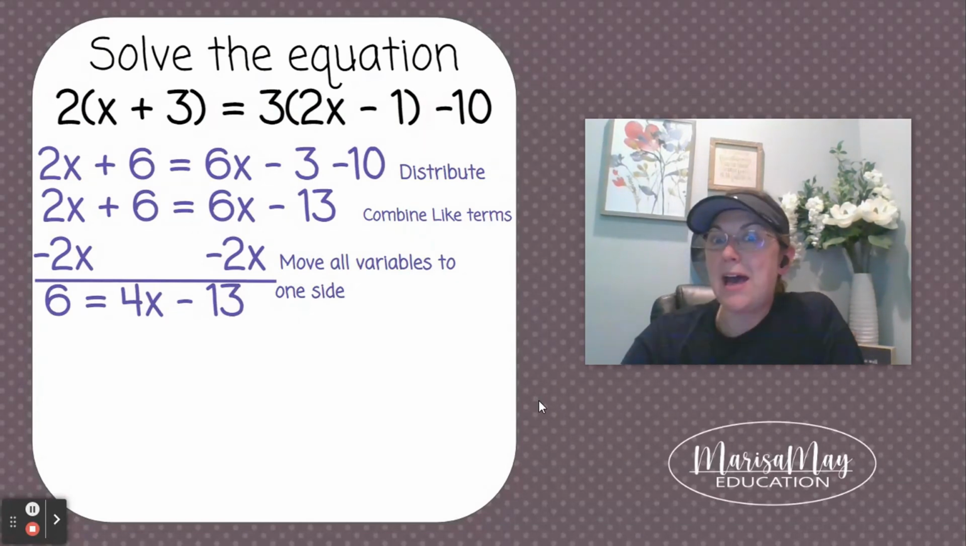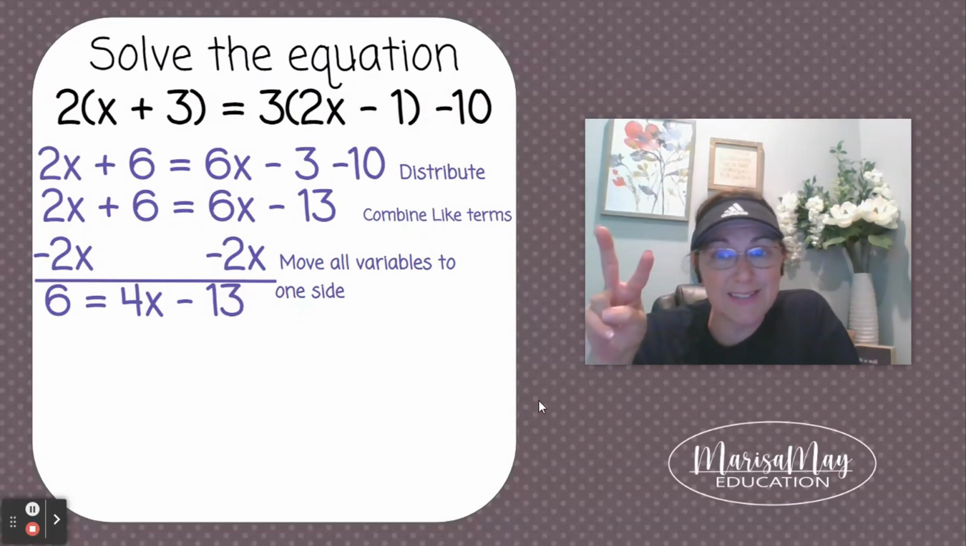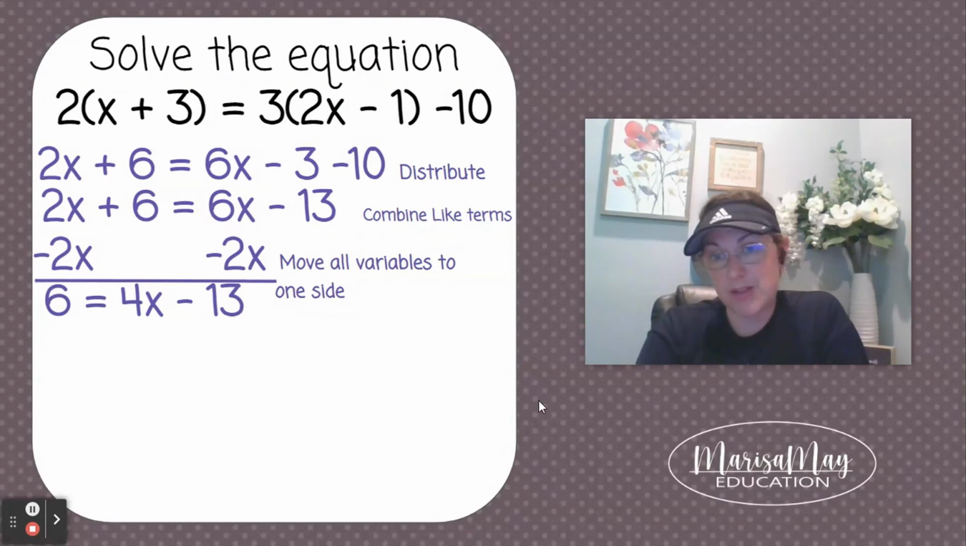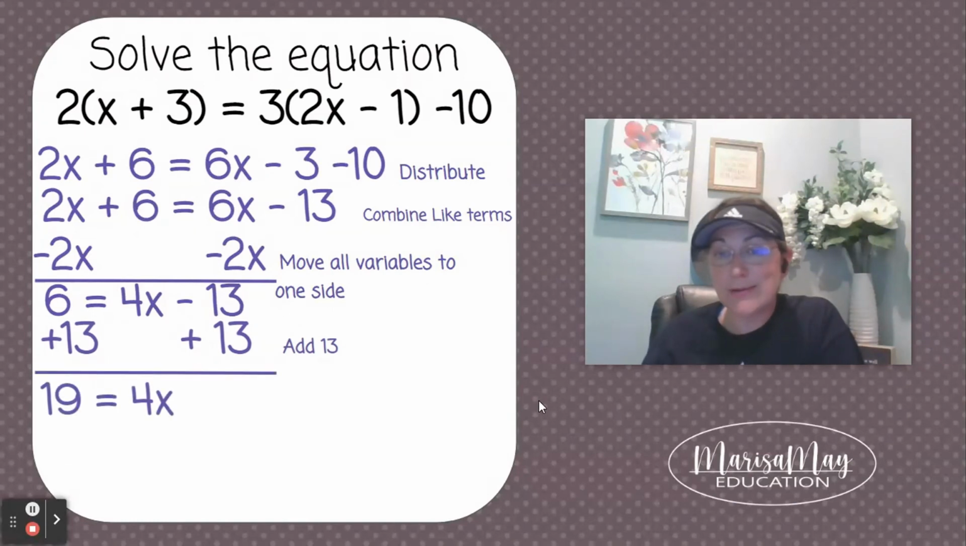Now look at what we have. We have a two-step equation. Remember, we have two things happening to the x. It's being multiplied by 4, it's being subtracted by 13, and now we have to take care of both of those. So we're going to do the opposite of subtracting 13, which is to add 13 to both sides. That leaves me with 19 equals 4x.